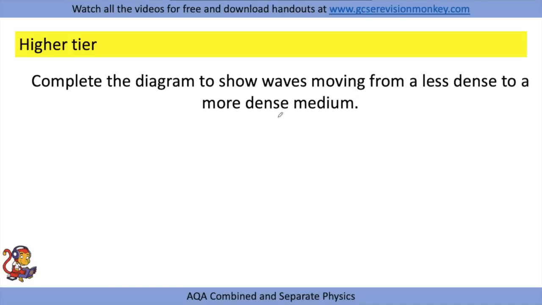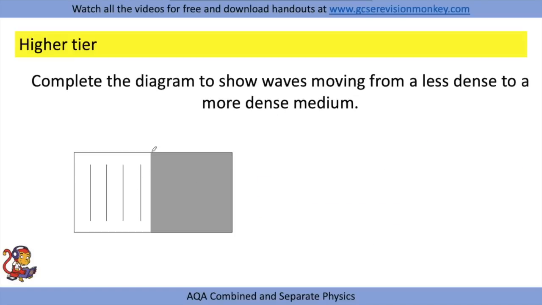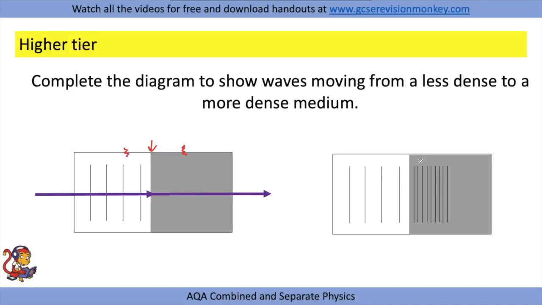Here's another example. This time you'll notice here is the boundary between the less dense and the more dense medium. This is the more dense, this is the less dense. But this time you can see the waves are travelling at 90 degrees to the boundary, so they're travelling along the normal, and therefore if they were to continue through that boundary to the side, they wouldn't change direction because they're travelling along the normal.